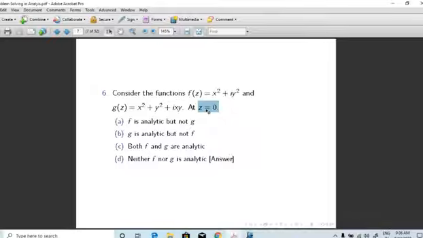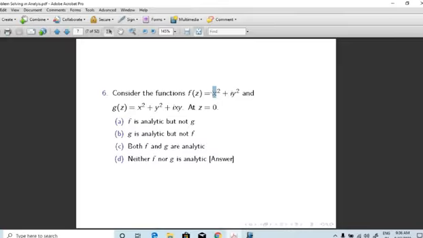Suppose we say a function f is analytic at a point z₀, then the function is differentiable in a neighborhood of z₀. That is the definition. But we are going to use the theorem. Suppose it is analytic, then it always satisfies the CR equations, and the real part and the imaginary part are always harmonic functions, so they satisfy the Laplace equation.